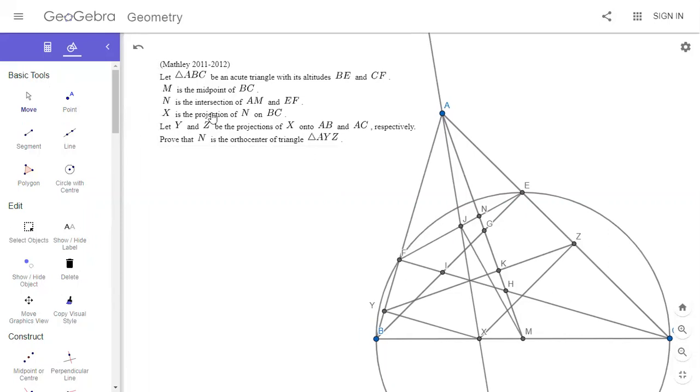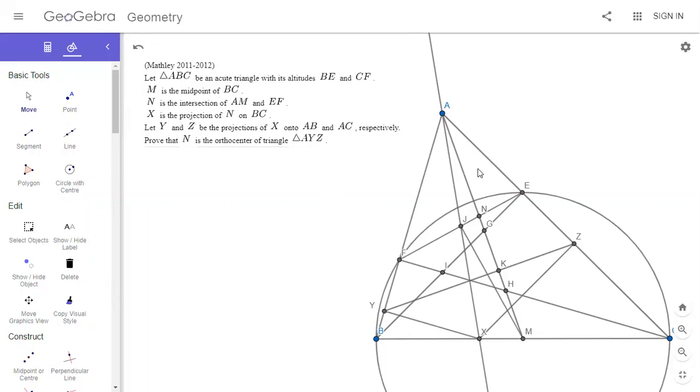Hold on just a second. So if J and M are the midpoints, and I let AJ meet BC at X and AM meet EF at N, then since EF and BC are anti-parallel, actually I could just say since angle AJN equals angle AMX, JNXM is cyclic. Okay, so here's how I'll do it.